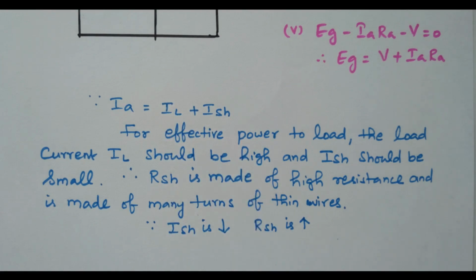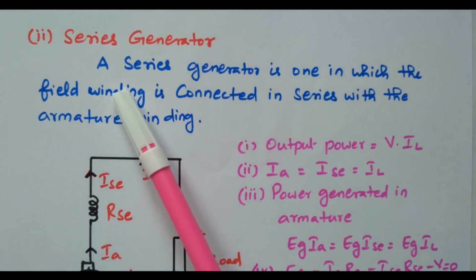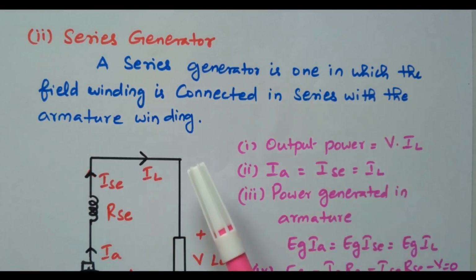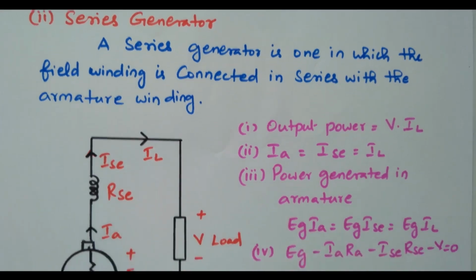Now we'll go to the second type. The second type is the series generator. Series generator means the field winding is connected in series with the armature winding. Field winding and armature winding are connected in series. Now we'll see the diagram.